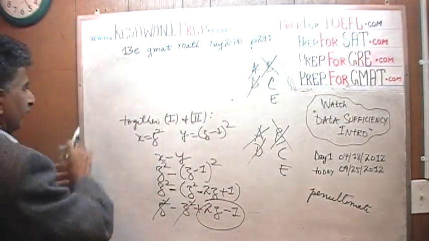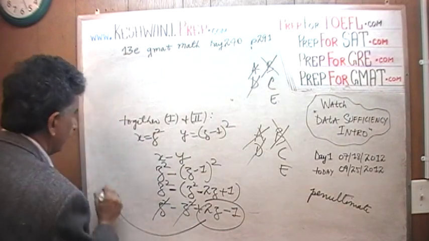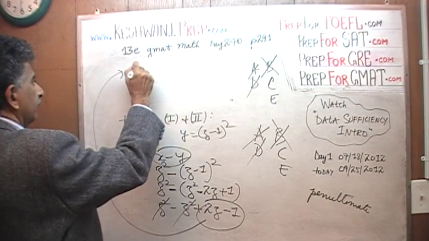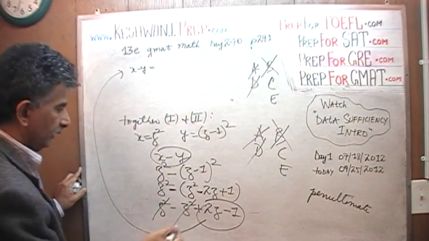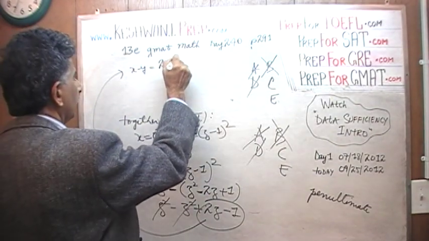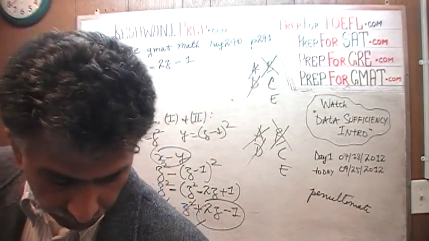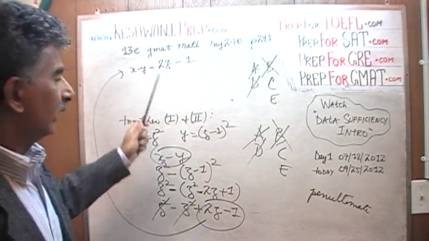So what we are left with at the very end is this quantity right here. It turns out that x minus y, when you analyze it, boils down to 2z minus 1. And the question was, is it odd? That's all they were looking for. Is this difference, x and y, odd?